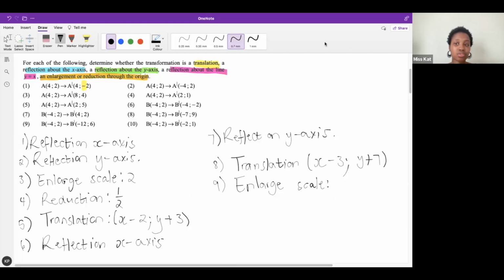Enlargement by a scale factor of? From -4 to -12. What did we multiply it by? Thank you, Tashrika. Scale factor of 3. And the last one, that's true, reduction. And the scale factor is 1/2. Oh, you guys are brilliant. I think that was a good start to this lesson.